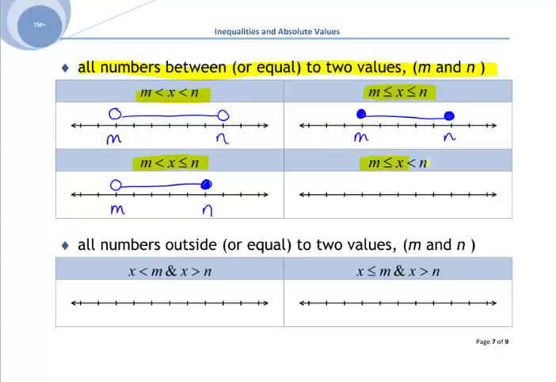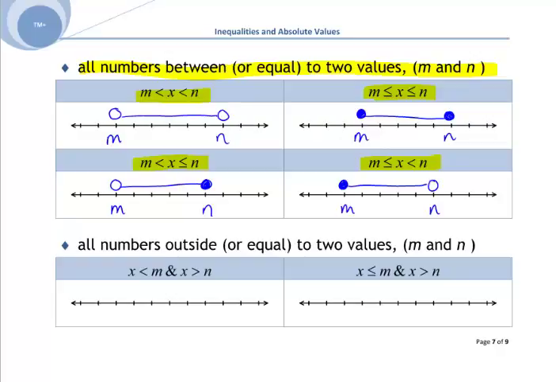For the next one, m is less than or equal to x, which is less than n, so I put my m, my n, x can be m, so I colour in. This one's just a less than, so it's open.